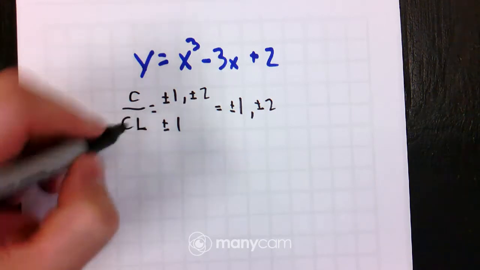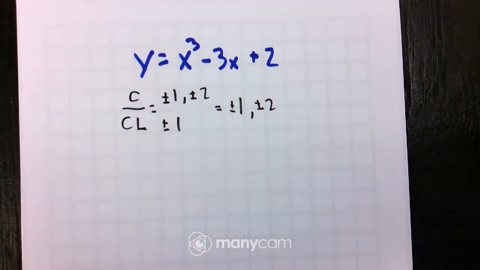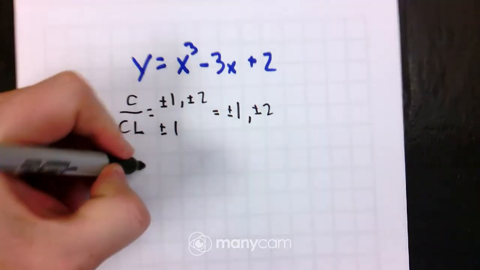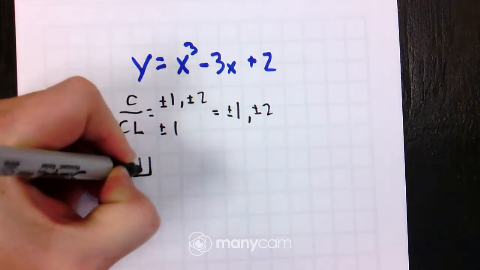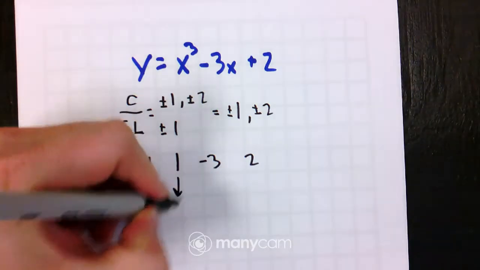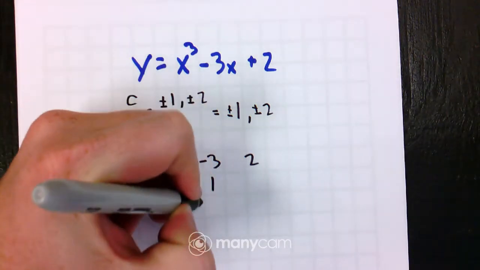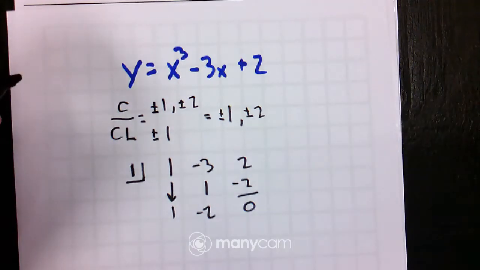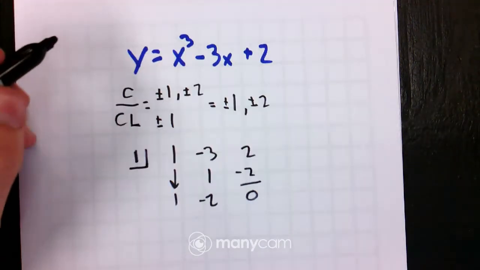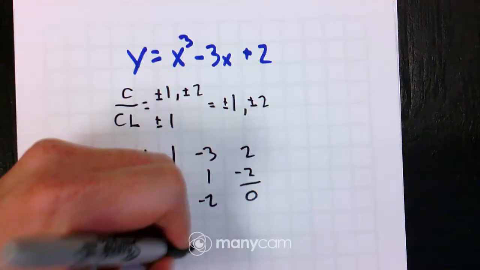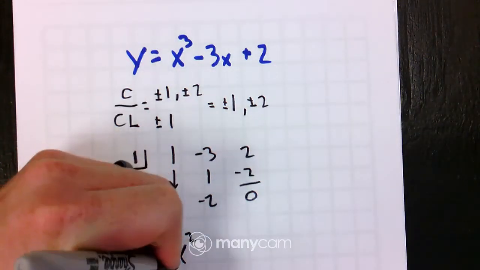Let's look in the book so I don't have to waste time. You guys okay with that? Yes, 1 does work. So I do 1. That's going to be 1, negative 3, 2. Bring down the 1. 1 times 1 is 1, which gives me negative 2. Check that out. Everything is going to lose an x, so that leaves me with x squared minus 2x plus 0.